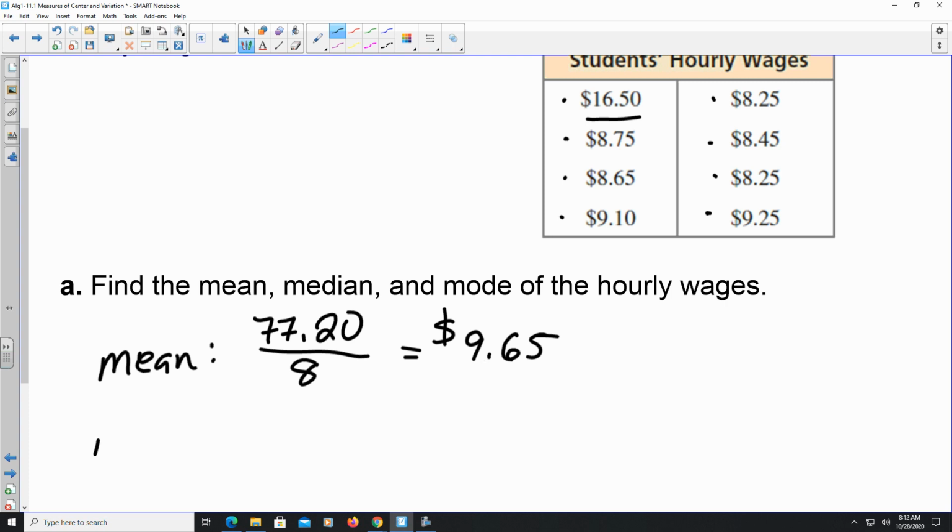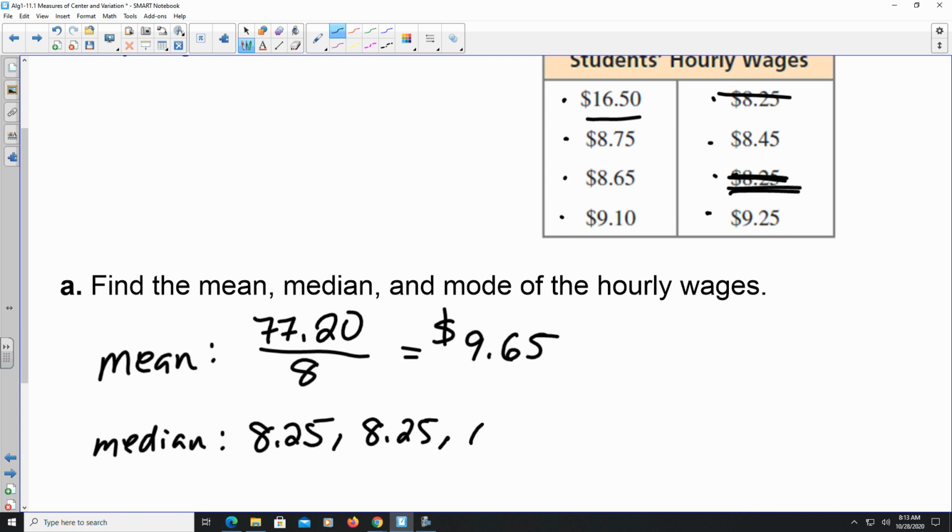The median. So what you have to do first, in order to find the median, is put all of these pieces of data into numerical order. So you've got to find the smallest wage, which is what, 825. So I got 825, and I'm just going to cross it out to let me know that I've got that. There's also another 825, so I write that in, cross that out. Looks like 845, cross that out. Next would be 865. Cross that out.